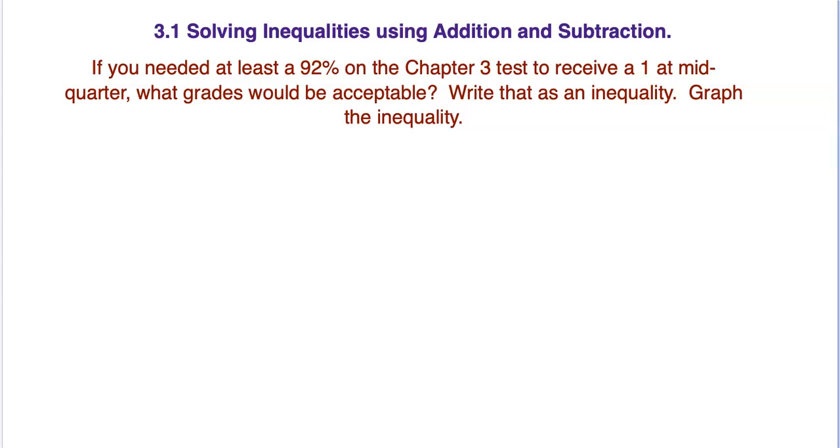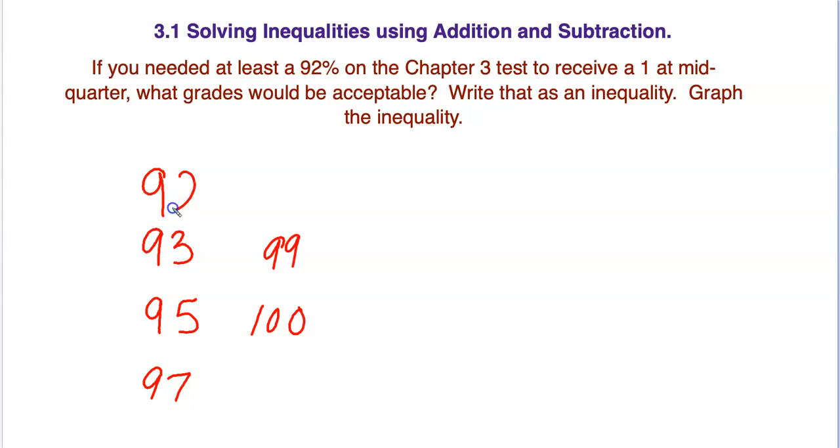So if you think about it, if you needed grades of at least a 92%, you could have things like a 93, a 95, a 97, 99, 100, and so forth. So could you have a 92? If it says at least, absolutely. So that's the smallest value you could have and still get a 1 at mid-quarter. So you can have anything that's at least 92 or larger.